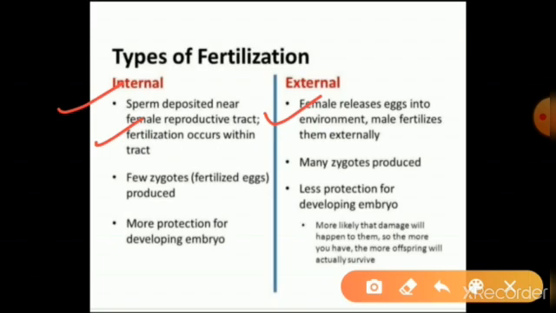So in external fertilization, both male and female lay down their gametes in the outer environment, and in the environment the fertilization will take place. Whereas in internal fertilization, the males shed their gametes, male gametes, into the genital tract of the females, and in the female body the fertilization will take place. So in internal fertilization, the fertilization takes place within the female body, whereas in external fertilization, the fertilization takes place in the environment.